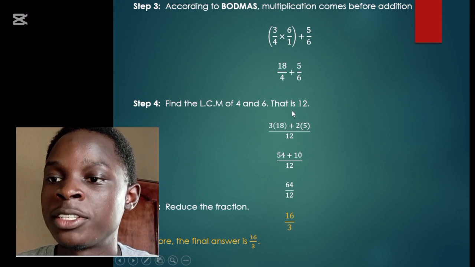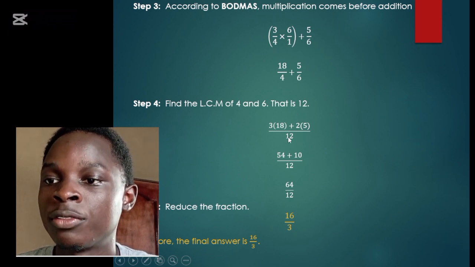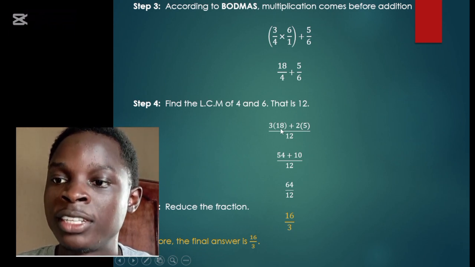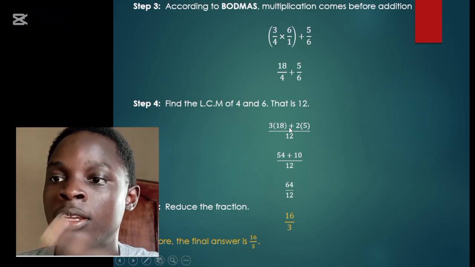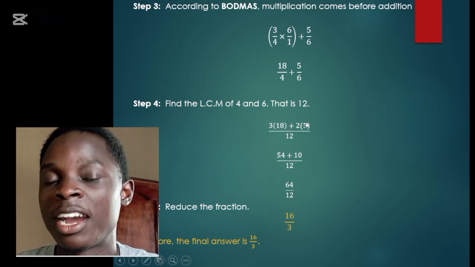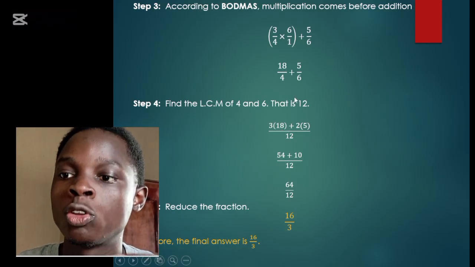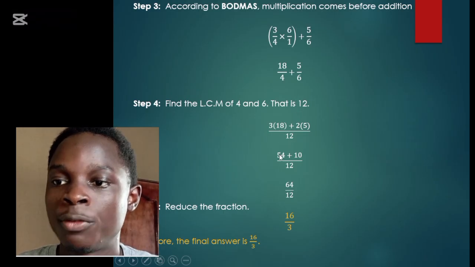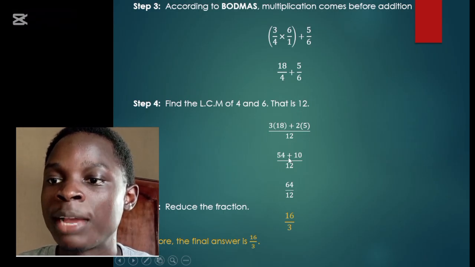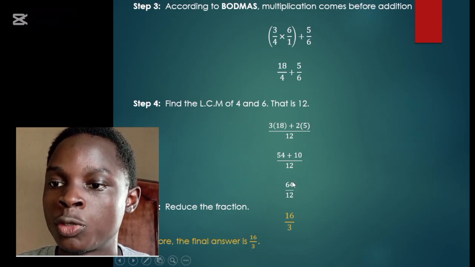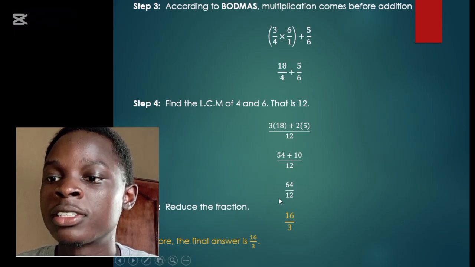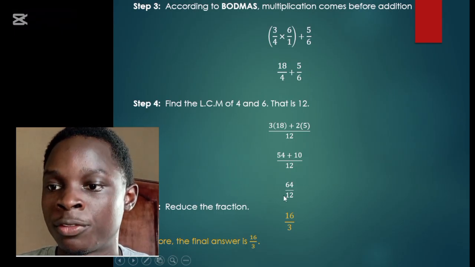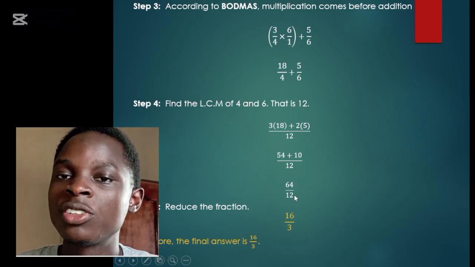So let's simplify these fractions. When the LCM is 12, how many 4 can we see in 12? That's 3. That's why we have 3 times the numerator, which is 18, plus how many 6 can we find in 12? That's 2. 2 times the numerator, which is 5. So we have 18 times 3 to be 54, plus 2 times 5 to be 10 over 12. So this will give us 64 over 12.